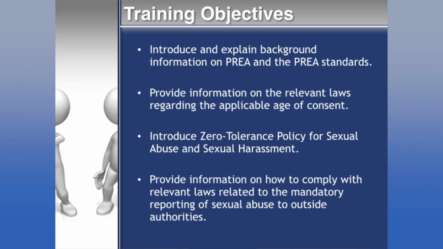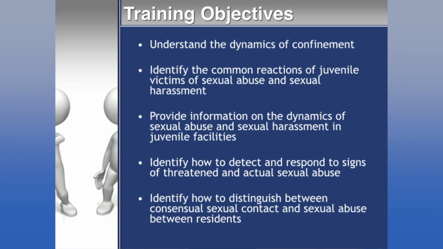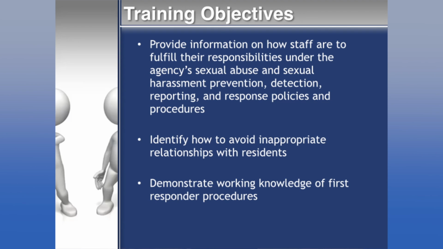During this training, we'll cover four modules. In Module 1, we will discuss the Introduction to the Standards of Prison Rape Elimination Act. We will also discuss the zero tolerance policy our agency has in place, and the requirements as a mandated reporter. In Module 2, we will cover the intake process of our youth, and also youth and staff's rights to be free from retaliation. In Module 3, we'll discuss the dynamics of sexual abuse, sexual harassment, and common reactions of sexual abuse victims. Also, we'll discuss how to detect and respond to sexual abuse. In Module 4, we'll talk about how to fulfill our duties when responding to sexual abuse. Upon completion of each module, there is a required test to be completed. All right, let's get started with Module 1.